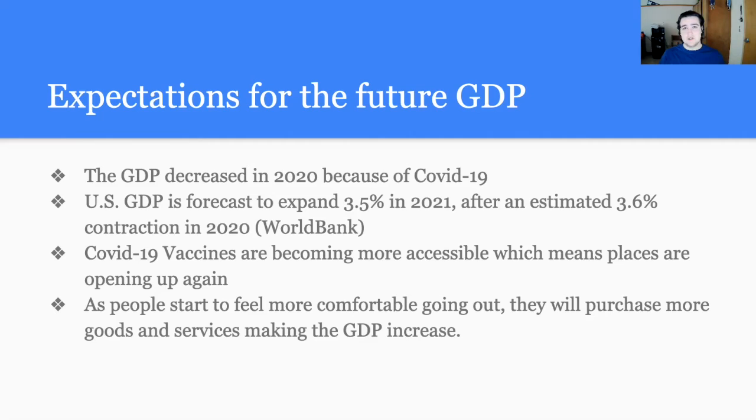We're expecting this increase mainly because of COVID-19 vaccines. These are coming out and they're becoming a lot more accessible to everyone, which means that restaurants and shopping centers are going to open back up and people are going to feel more comfortable going out and spending their money. And that means that the GDP is going to increase.